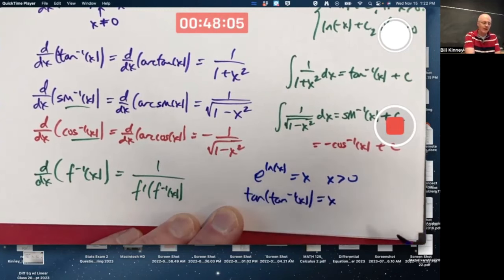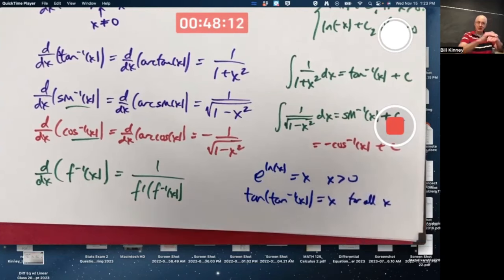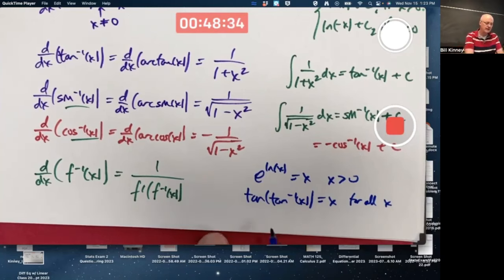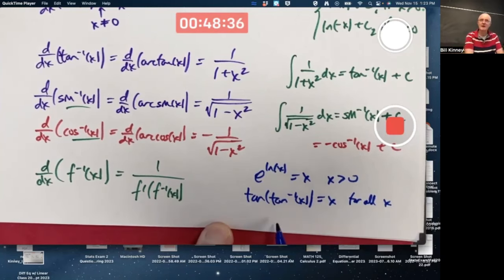That's actually true for all x. Inverse tangent of x has a domain equal to all x. Its range is not all x. The graph of inverse tangent looks like this. It's got two different horizontal asymptotes at negative pi over 2 and positive pi over 2. So it's defined for all x, but its range is not all possible values of y. Anyway, this is true for all x. Then you differentiate both sides, including the left side with the chain rule, assuming inverse tangent is differentiable.